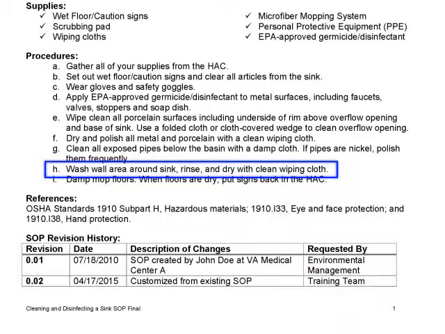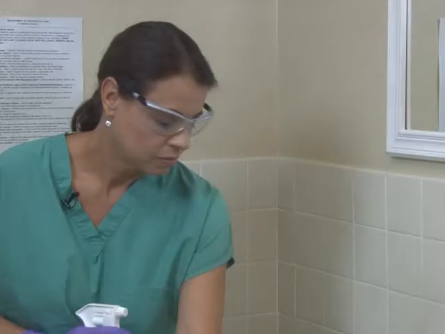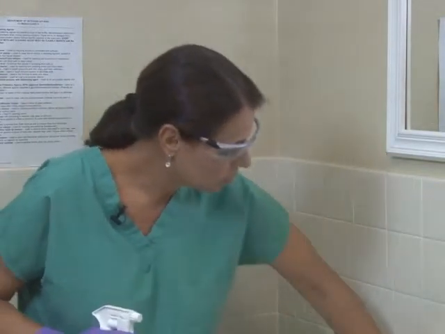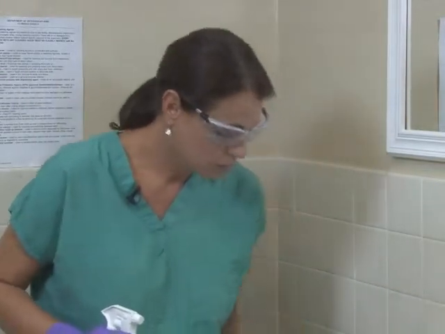Step H of the procedure displays. Wash wall area around sink, rinse and dry with clean wiping cloth. Marissa finishes using a soapy scrubbing pad to clean the surrounding areas, then rinses and dries. She turns to the camera. Finally, the last step is to clean the floor surrounding the sink.